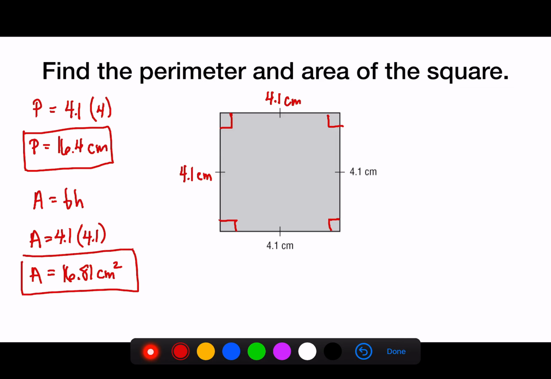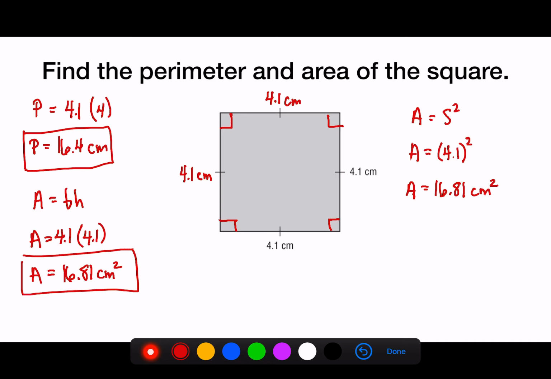Now, since a square is a unique parallelogram, base times height is not the only way we can find the area. Another way we can find the area of a square is by taking its side length and squaring it. Because when we square something, we are multiplying it by itself. So if I find my area by taking 4.1 squared, I would end up with the same result, where the area equals 16.81 centimeters squared.